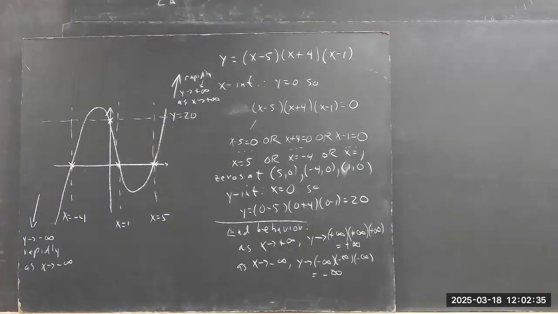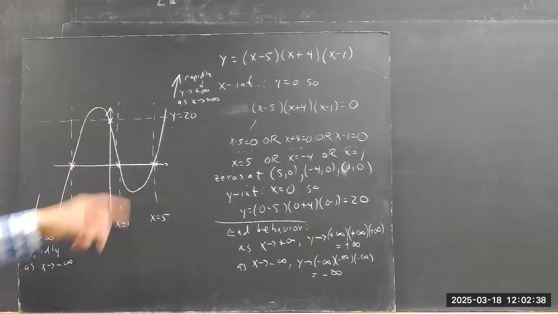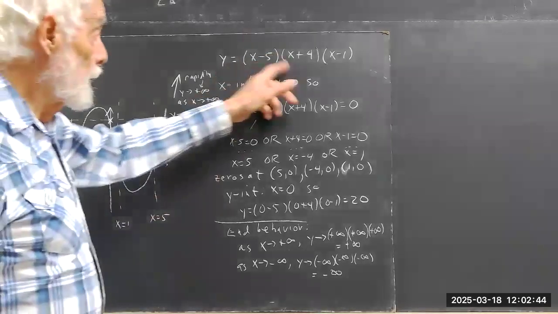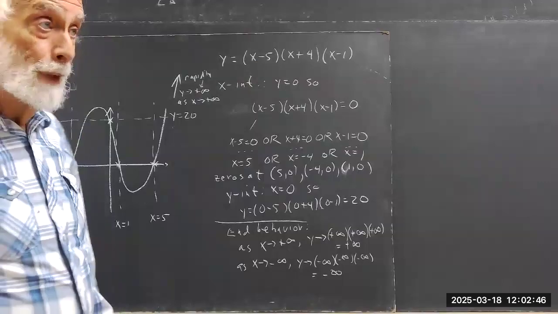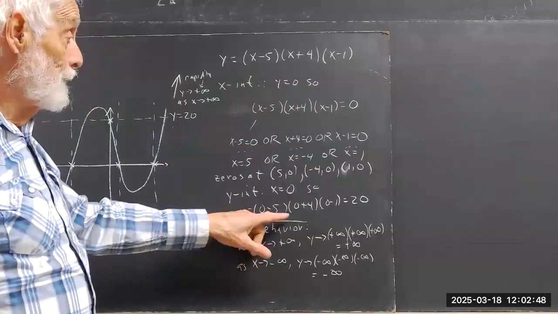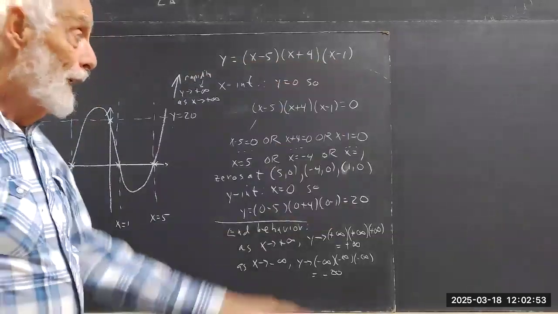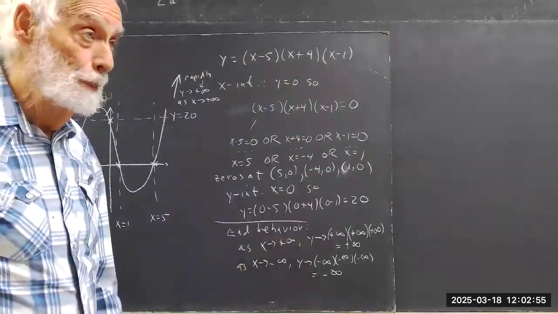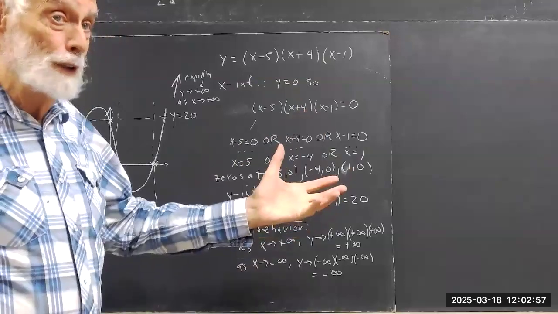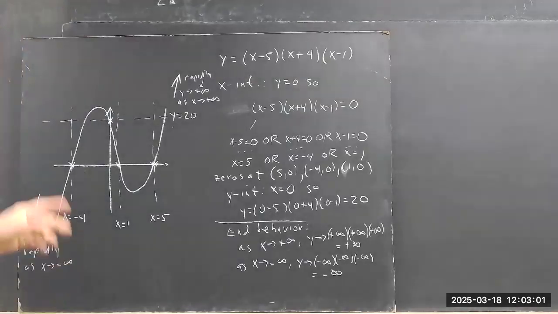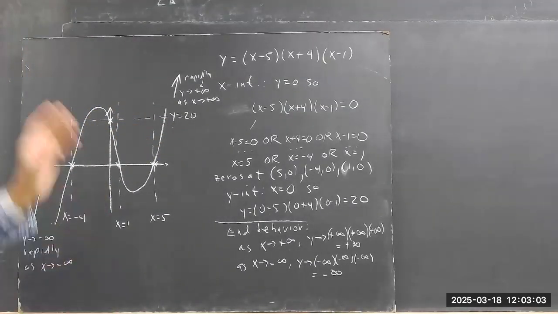One thing we want to be careful of is we don't go through the x-axis any place except at the zeros. Because the only way this product is going to give us 0 is if x is one of these 3 numbers. If x is not one of these 3 numbers, 5, -4, or 1, then none of these factors are going to be 0, and the y is not going to be 0. Okay? So we can't go through the x-axis except at the points where the thing can be 0.